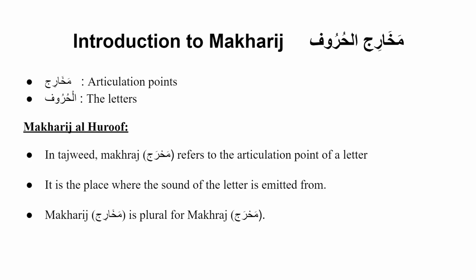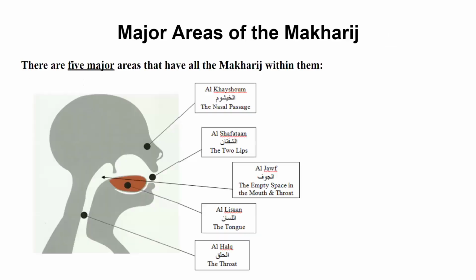So the M sound is coming when you are closing your lips. So closing your lips is the makhraj or the articulation point or the exit point from where the sound of meem or the sound of M in English is basically coming out from. So this is what makhraj is. It is the place where the articulation point of a letter comes out from.